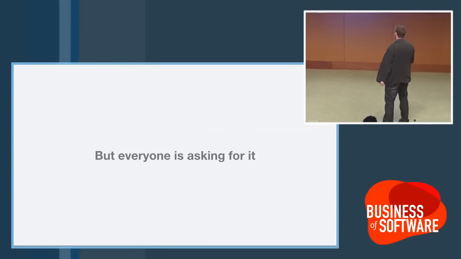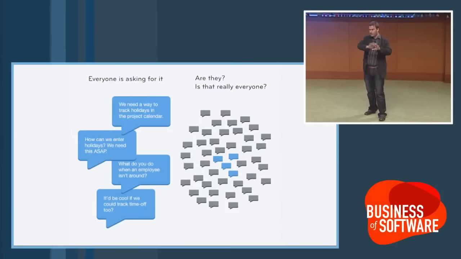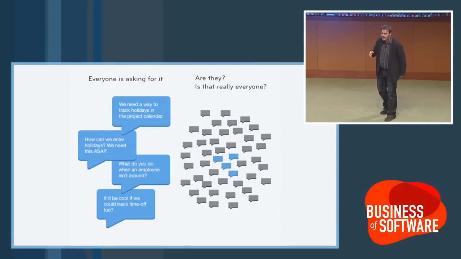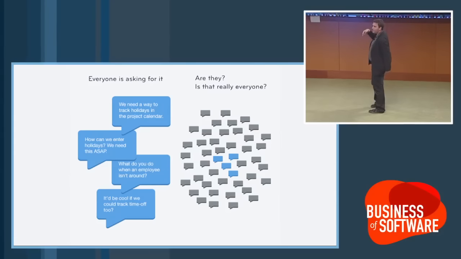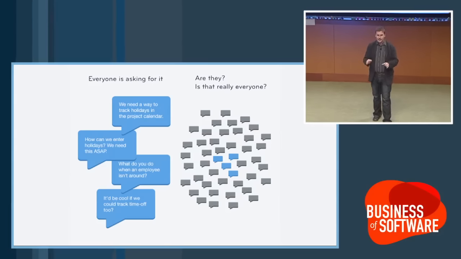Or another one is, everyone's asking for it. Okay, sure. This is what I call the frequency bias. And by the way, you're all suffering from this right now. You think everyone's asking for something because you hear it a few times at this conference. It's frequency. You hear it frequently and recently, and now you think it's a must have.